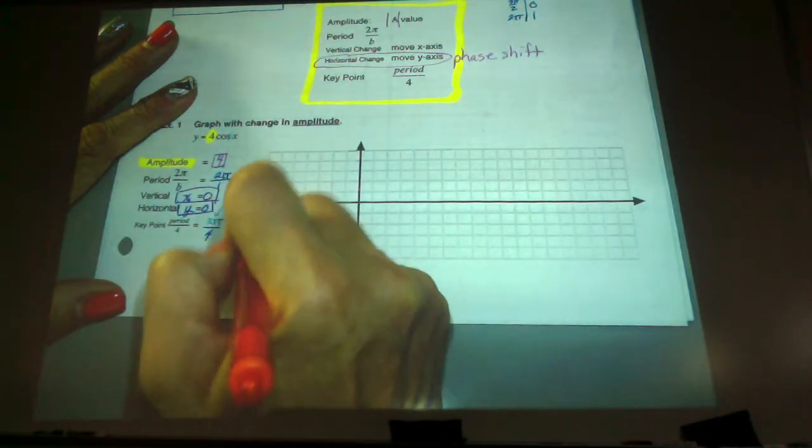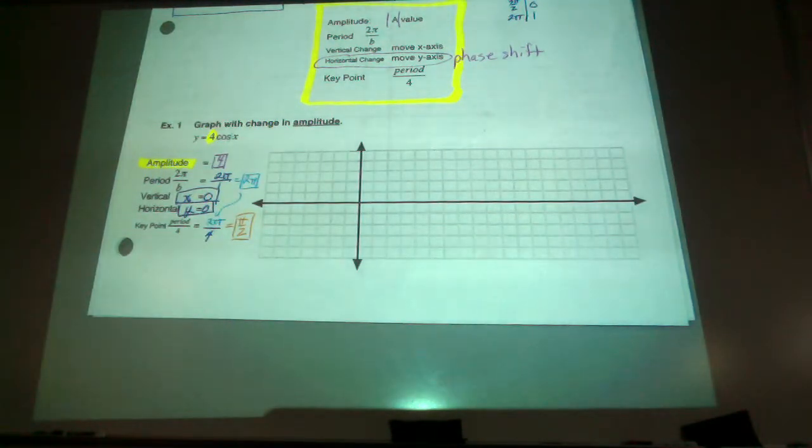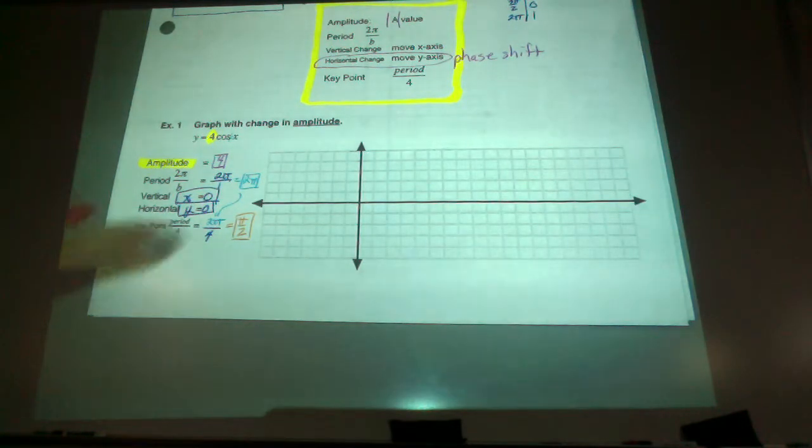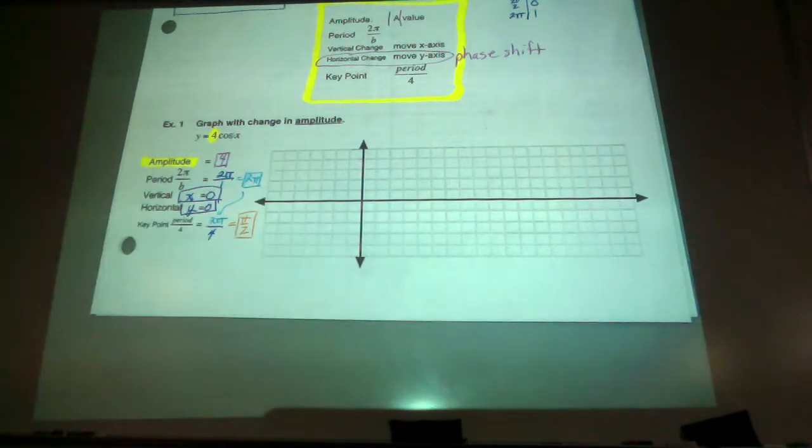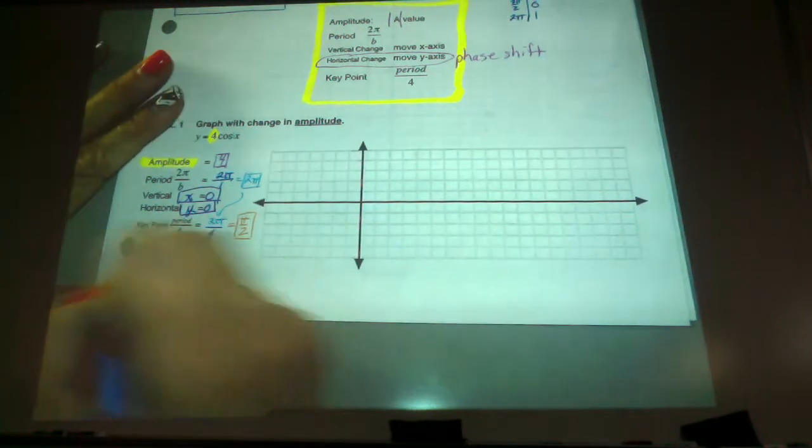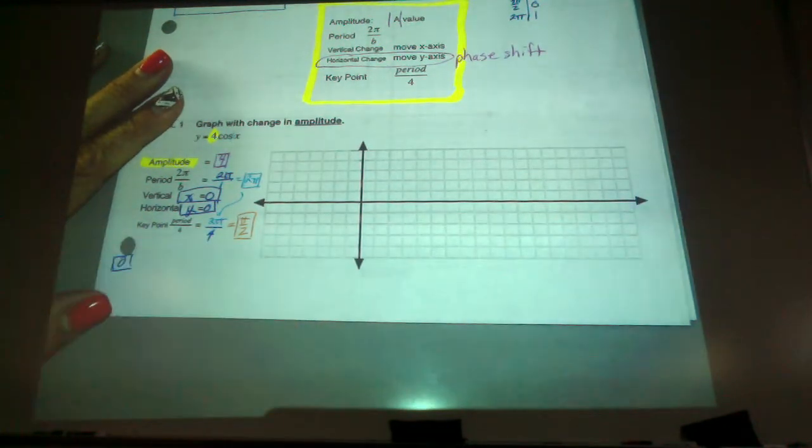Pi over 2. My key points, and I always want 5 of them. You want 5 key points within your period, because I'm taking my period of 2 pi and cutting it into fourths, so I have 5 key points. 100% of the time, for now, you're going to start at 0. Your first key point is going to be 0.